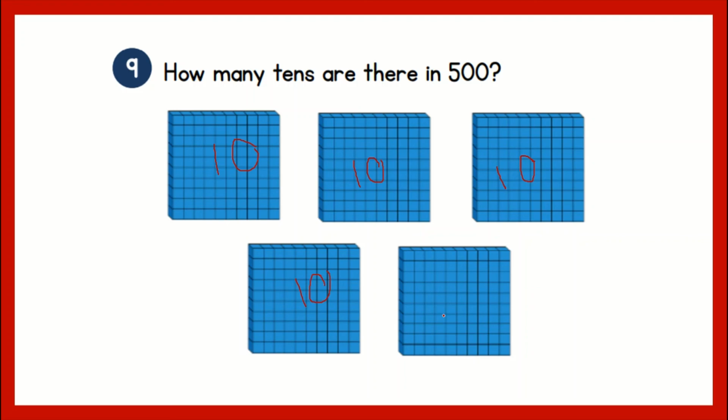And this one. Now if we add 10 plus 10, plus 10 plus 10 plus 10, we get 50. So there are 50 tens in 500.